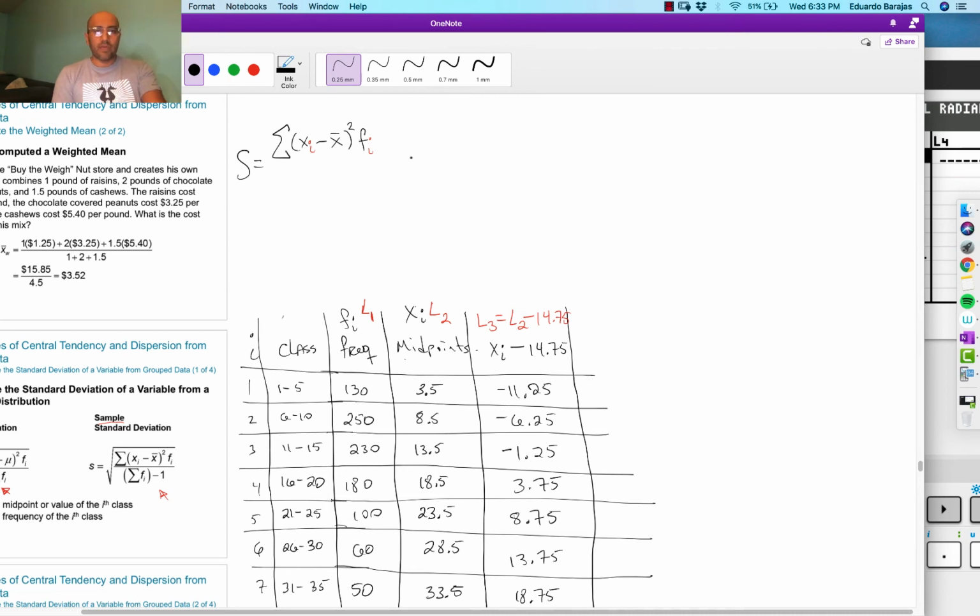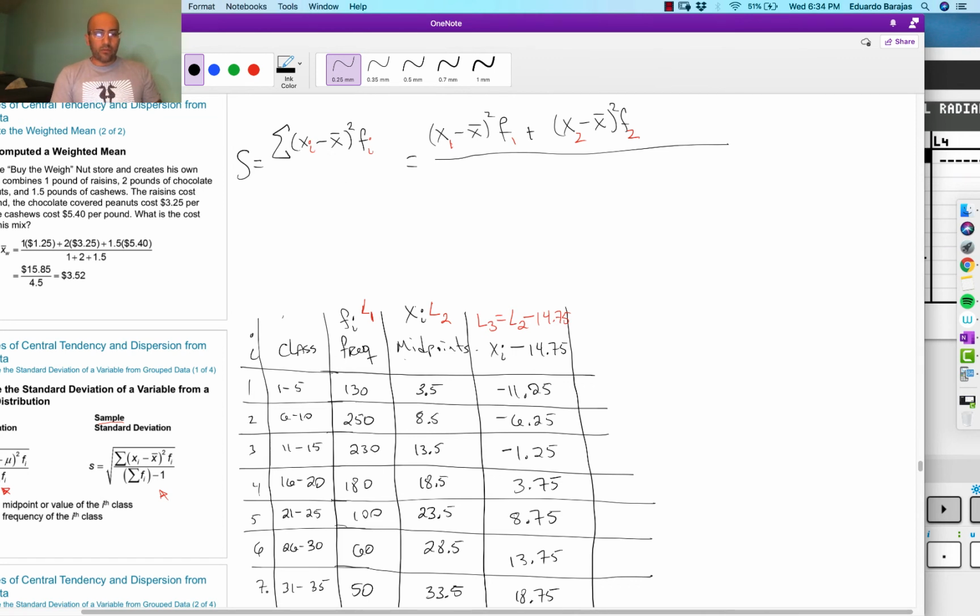So this means it's going to be a ginormous sum where we keep taking control of the i's. So it'll be x1 minus x bar, parentheses, squared, f1, and then plus, and then again we do it for 2. It'll be x2 minus x bar squared f2. So that'll be a 2 there and a 2 there. And then we do it for 3, and then we do it for 4, and then we do it for 5, dot, dot, dot, until we end.